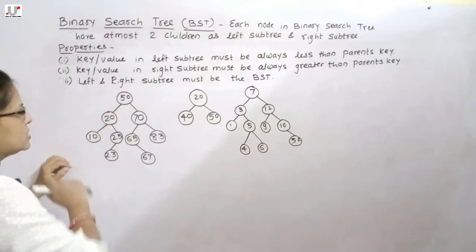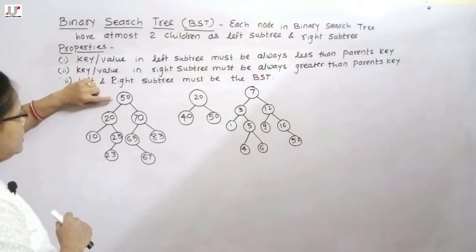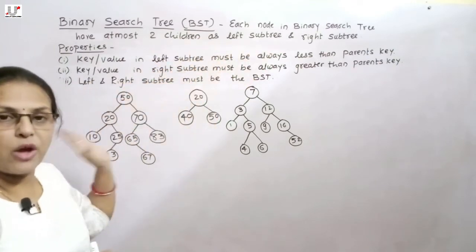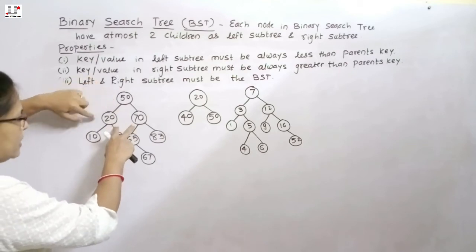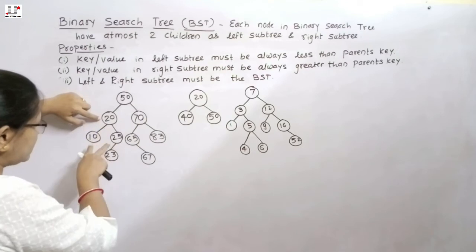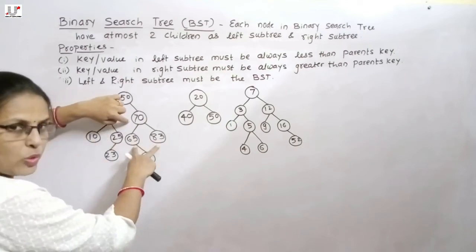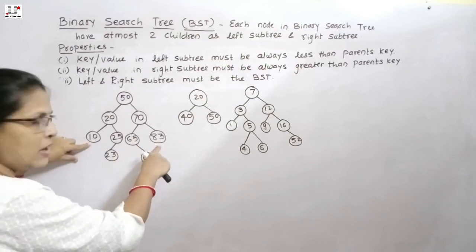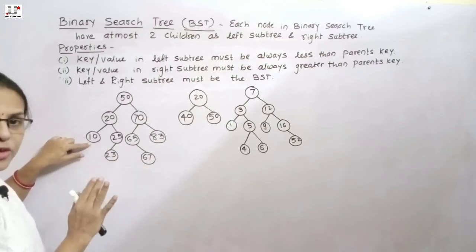Here in this first tree, 50 is the root node, and first, each node in a binary search tree must have at most two children. For 50, it satisfies the property that it has at most two children, 20 and 70. For 20, again it has maximum two children. For 70, it has maximum two children. Then 10, 23, 67, 83 don't have any children. That means they are leaf nodes.